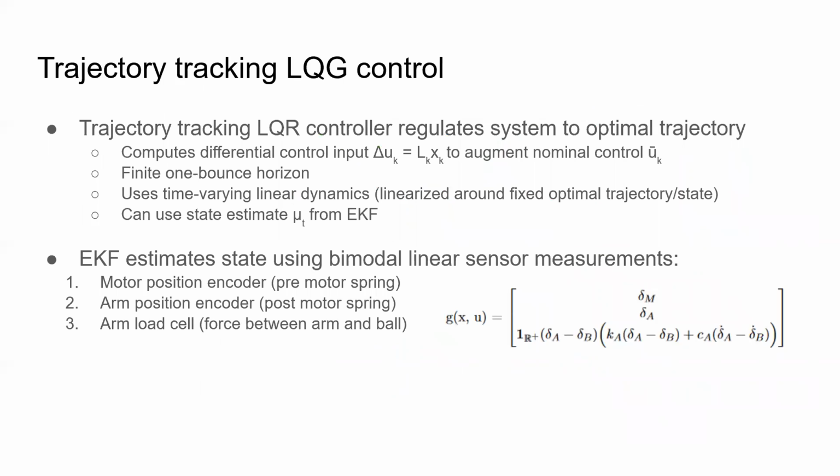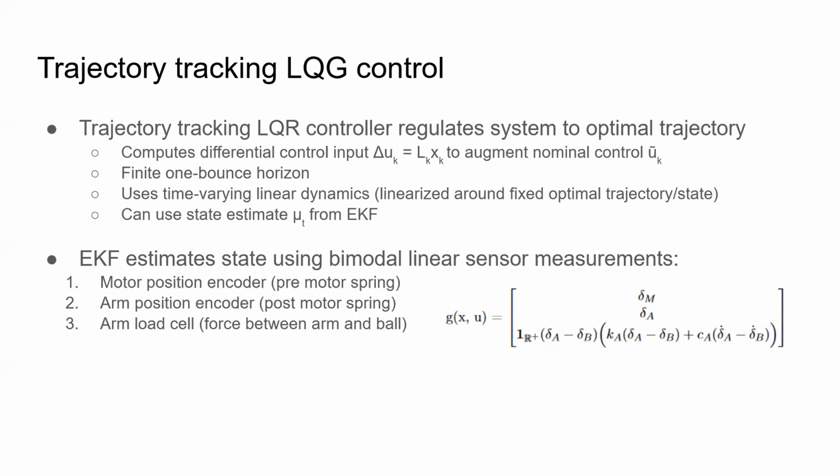To track the pre-computed optimal trajectory, we implemented LQG control. The control is computed based on a finite one-bounce horizon, and since our desired motion is periodic, we can apply these same gains infinitely in time. Thanks to the separation principle, we can use a state estimate from an EKF that takes in noisy measurements from a motor and arm position encoder and an arm load cell to compute an innovation based on a bimodal linear sensor model.